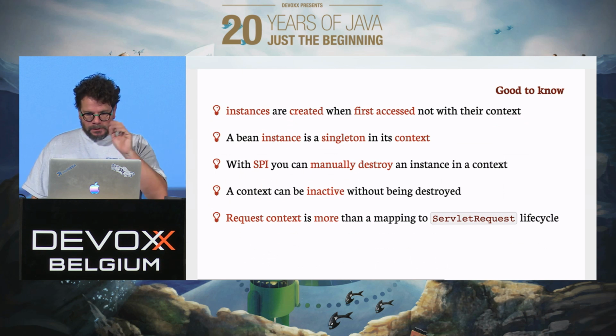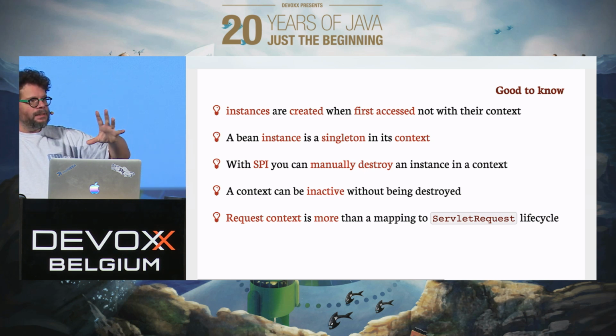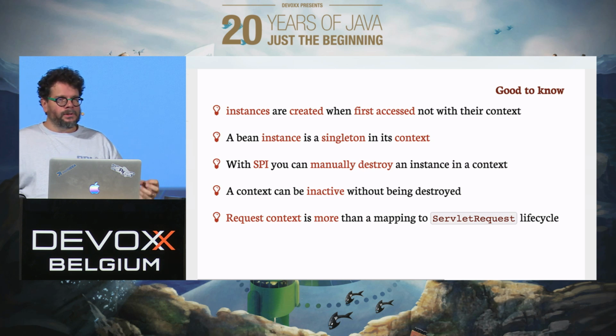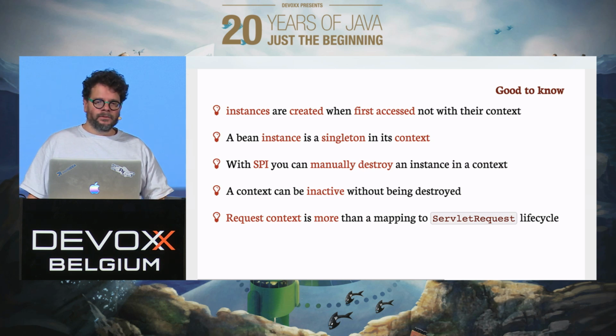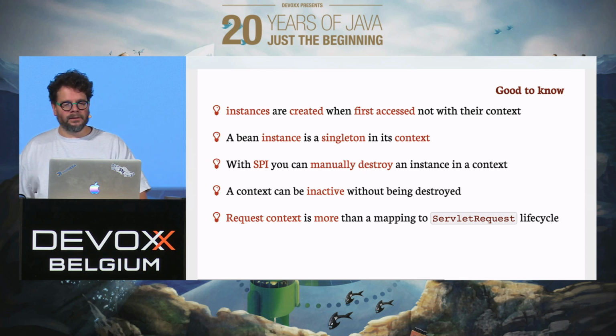So as I said, keep in mind that instances are created on first access, not with their context. You have to think about the context as a means to enforce the singleton pattern for a context. So the context is in charge of making sure that a given instance is a singleton in the current context.